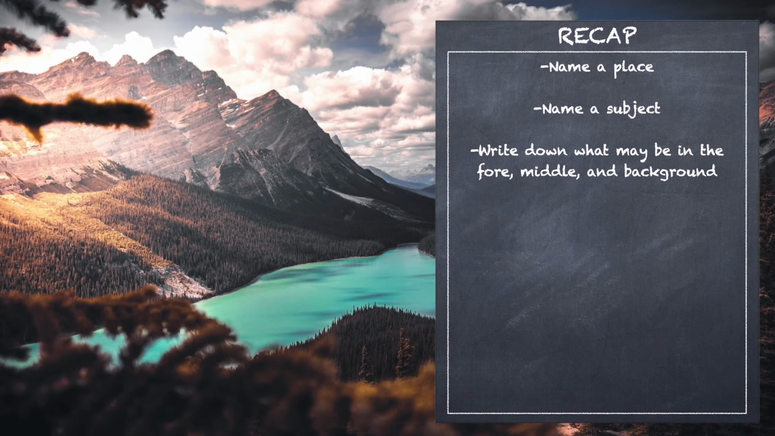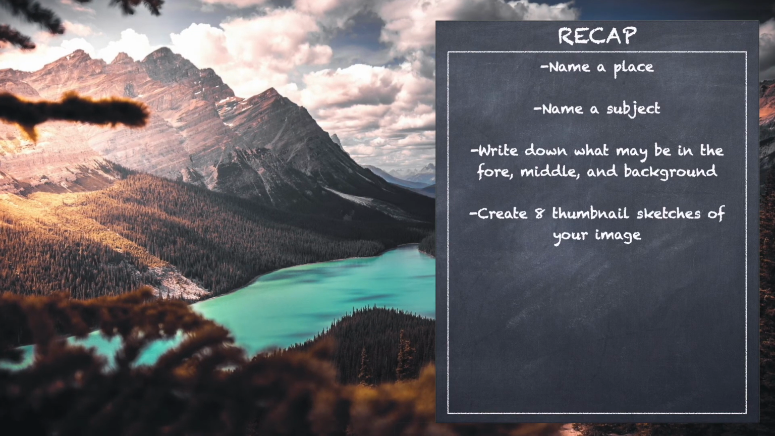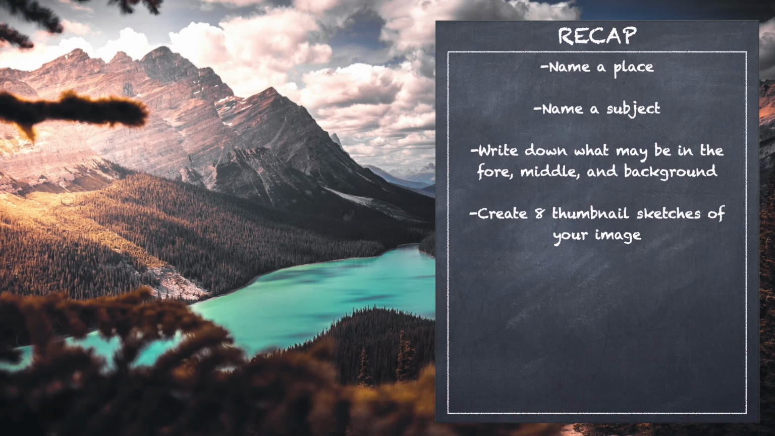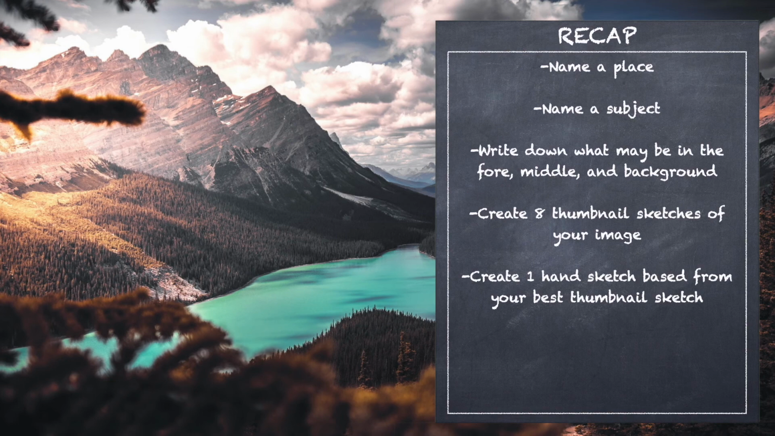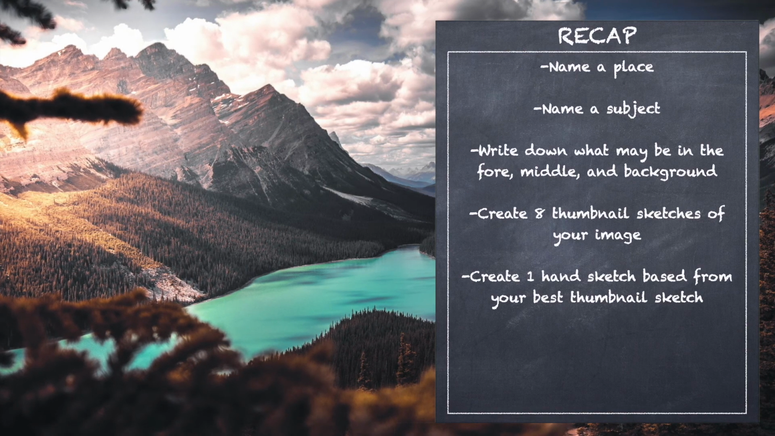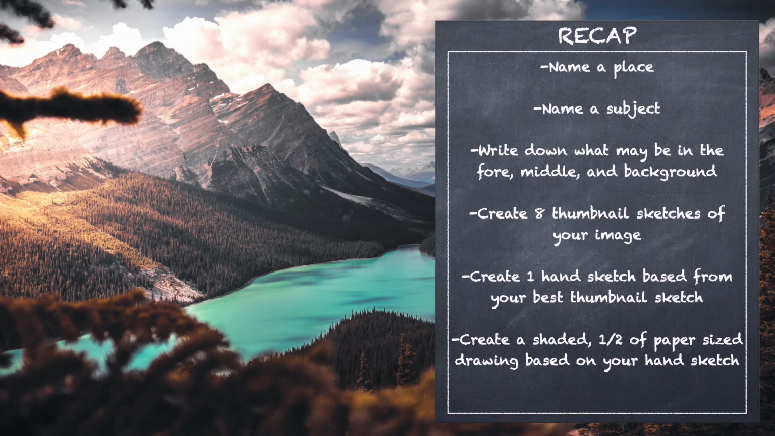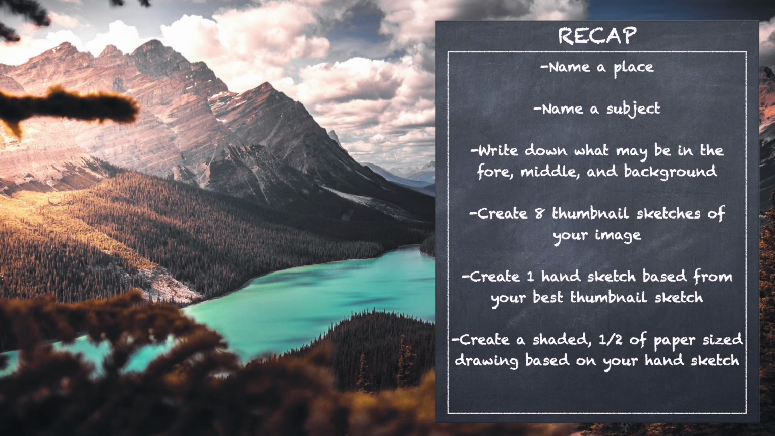After that, you're going to write down what may be in the foreground, the middle ground, and the background in that image. You're going to create 8 thumbnail sketches of your image, and you're going to create one hand sketch based off of your best thumbnail sketch. Last, you're going to create a shaded half a sheet drawing of your hand sketch.